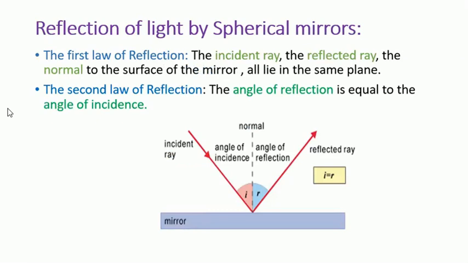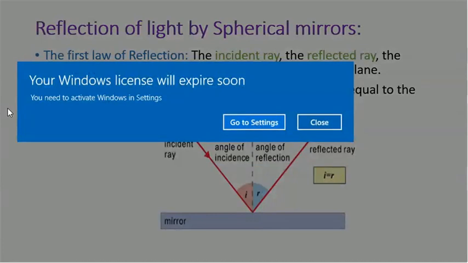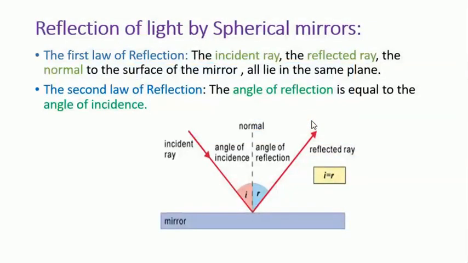Reflection of light. In the previous class we have learned the laws of reflection. The first law: the incident ray, the reflected ray, and the normal to the surface of the mirror all lie in the same plane. The second law: the angle of reflection is equal to the angle of incidence. Both the angles are measured with respect to the normal to the mirror.